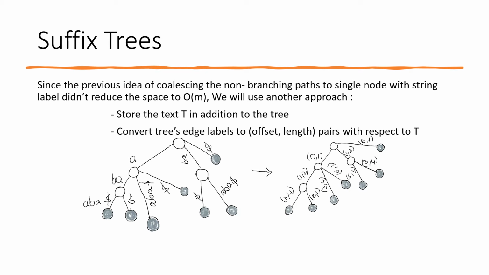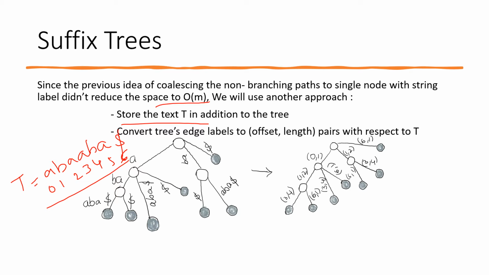Since in the previous compression we were not able to achieve much success in reducing the space to O of m, we are trying to come up with a new approach where we will store the text separately. So for a given text t equal to a b a a b a dollar, we'll assign offset values. We can store this in an array or something like that. We can assign values that are unique, like the order of the text.